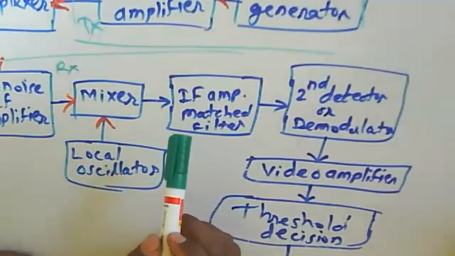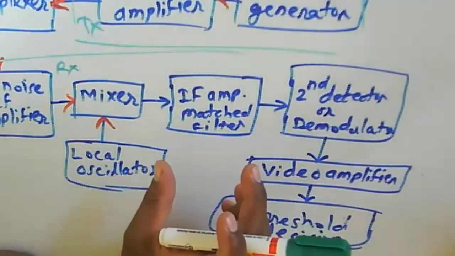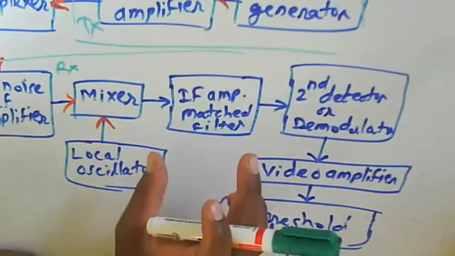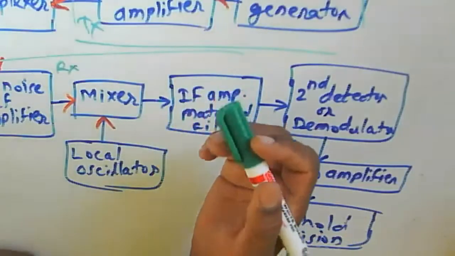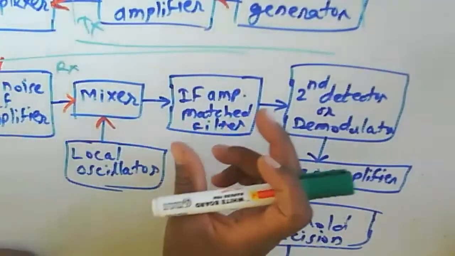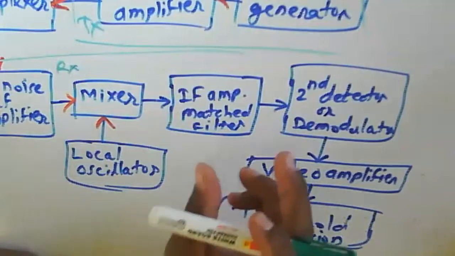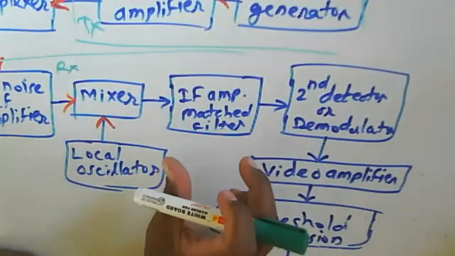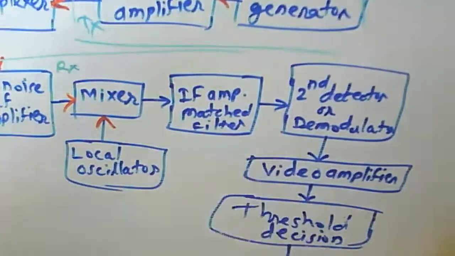Generally, the role of a matched filter is to detect whichever echo signal is there, and remove the unwanted signal. So that is about the role of this particular matched filter.